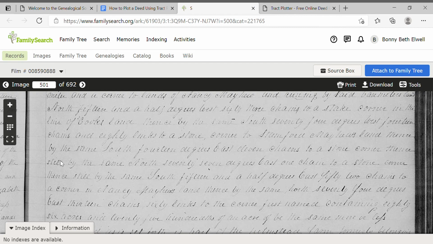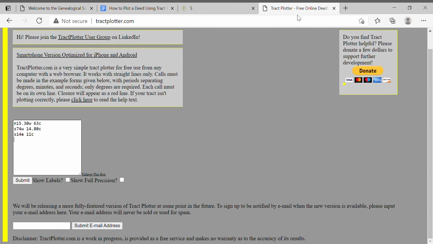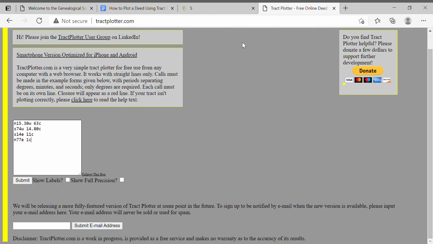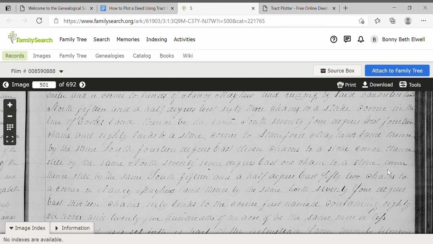Thence, here's our next call. Thence, still by the same, north 77 degrees east. So north 77 degrees east is our next call. We're going to go to space and then enter the distance. So north 77 degrees east, 1 chain. We're going to hit enter to go to the next line, to a stone corner.